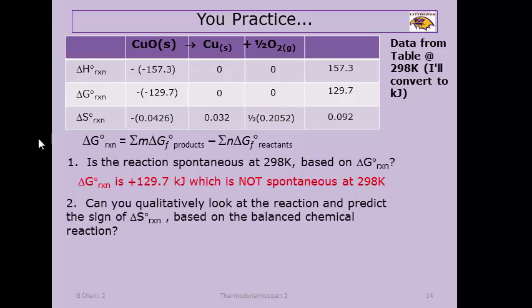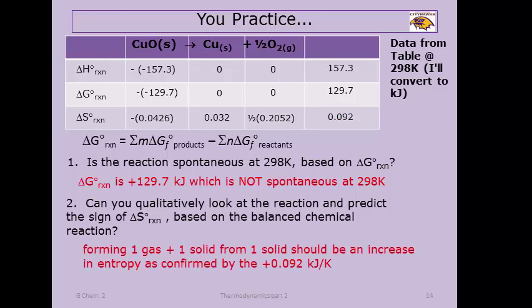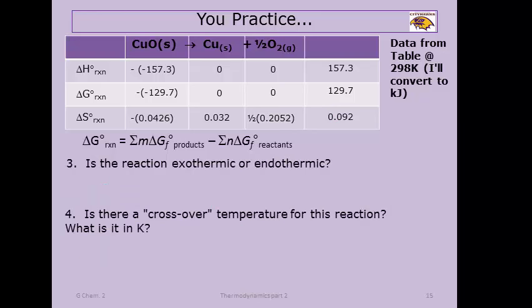Can you qualitatively look at the reaction and predict the sign of entropy? So, the sign is that it's gaining entropy, and let's see if that makes sense. I'm starting off with one solid reactant, and I'm making a solid product, but I'm also making a half mole of gaseous product, and we know that this is definitely a higher entropy than the solid state. So it makes sense that you're increasing entropy a little bit. Okay, and this is confirmed by the positive number.